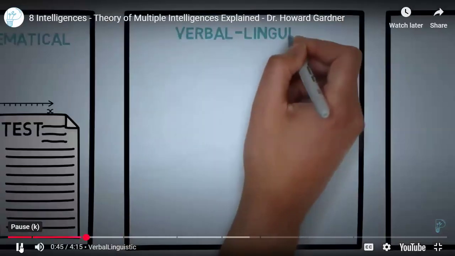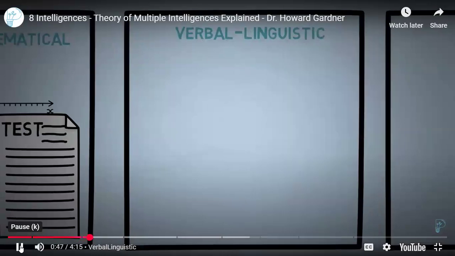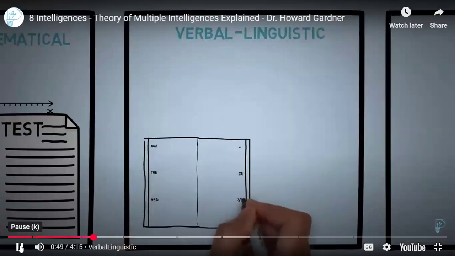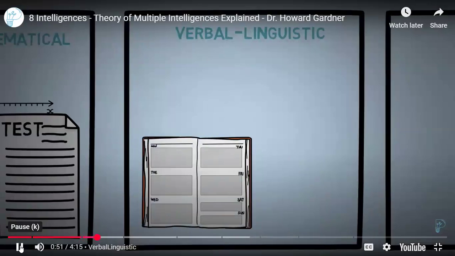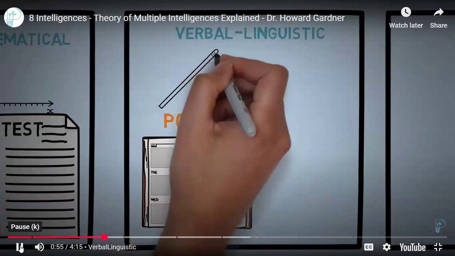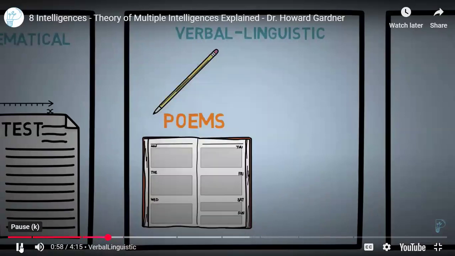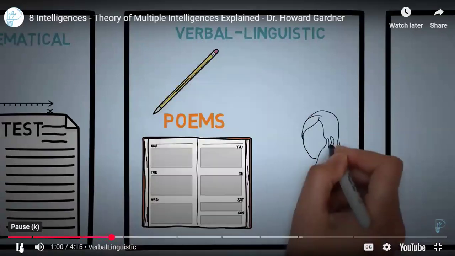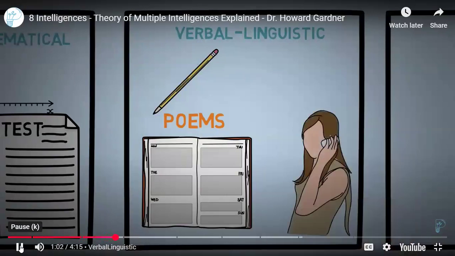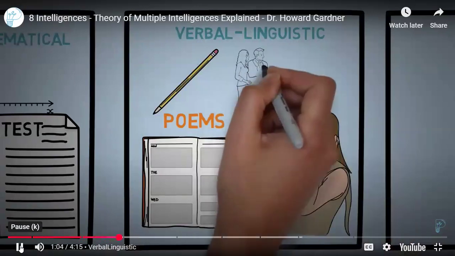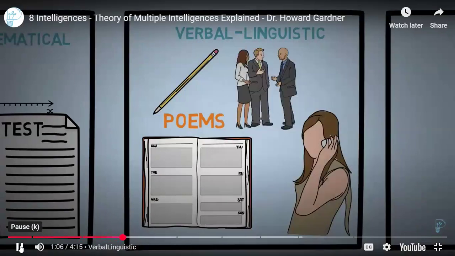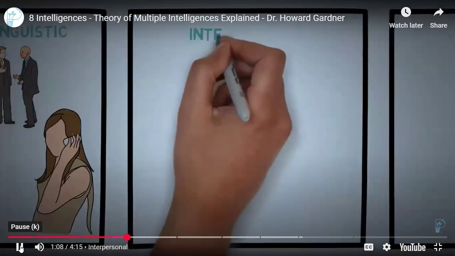Now, the second one is called verbal linguistic. And if you have high verbal linguistic intelligence, you are probably good at saying that word. You are good at poems, you are good at rhyming words, finding words that rhyme, you are good at reading and writing, and you're good at learning other languages. You learn them pretty quickly compared to other people. And you're probably great at turning a little tiny story into a huge, fascinating story that can enthrall an entire room.